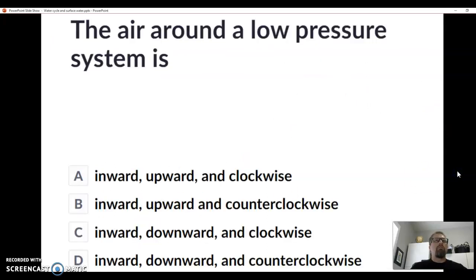The air around a low pressure system is, remember there are 3 motions we want to know. Again, you can use your hand. Remember the lab that we did. If you do 2 of these things, the third comes naturally. So we know that it's inward and counterclockwise. If I do that, my palm comes up off the table, and that gives me upward. So B, inward, upward, counterclockwise.